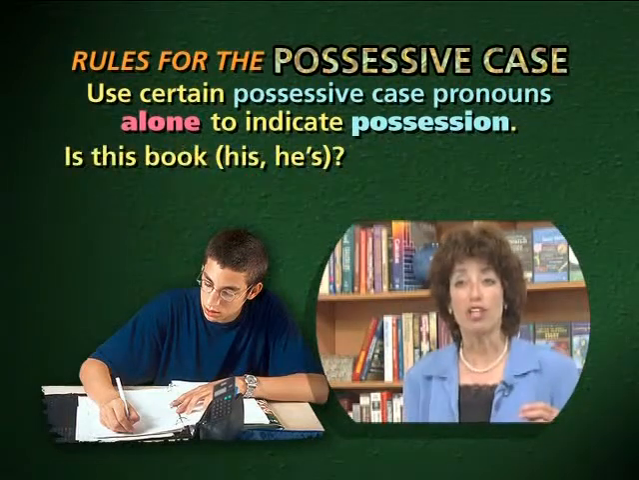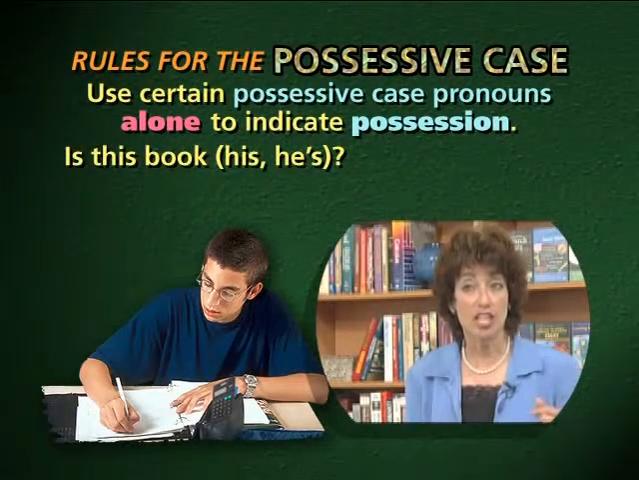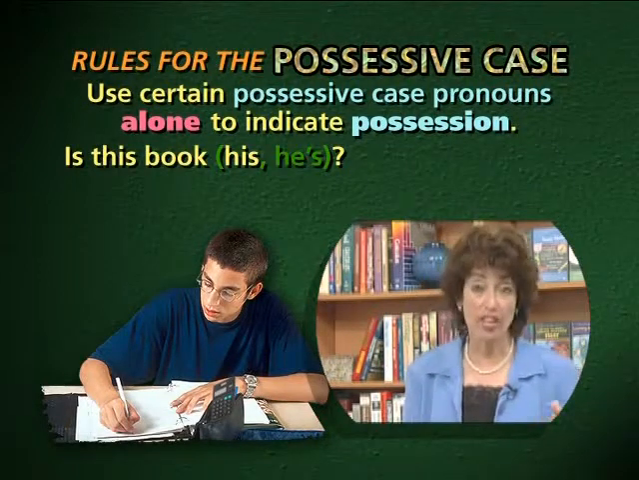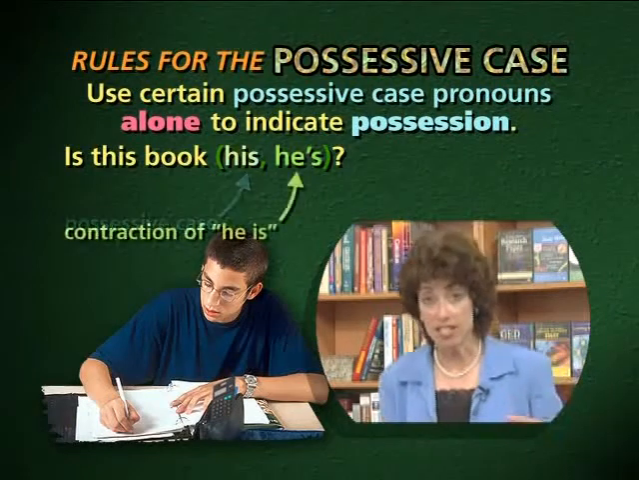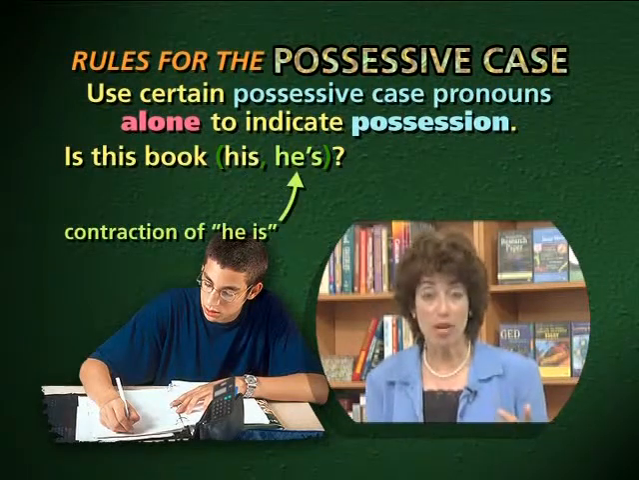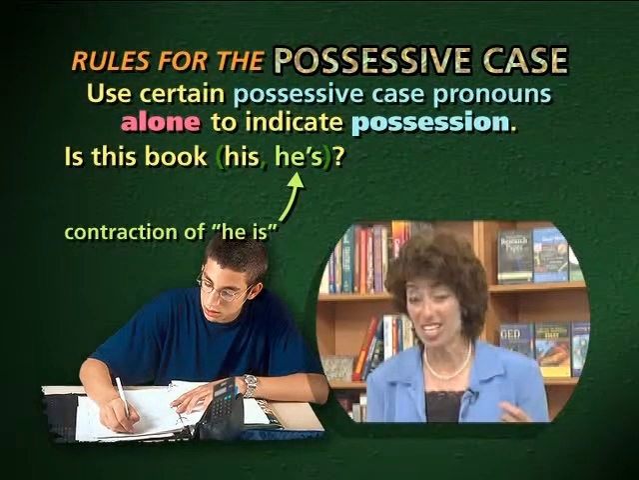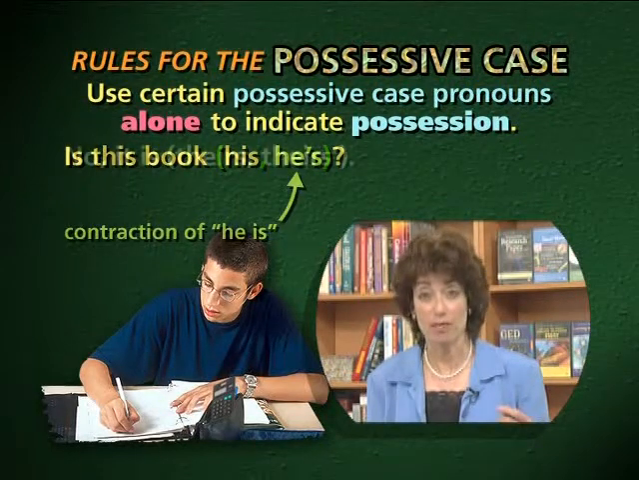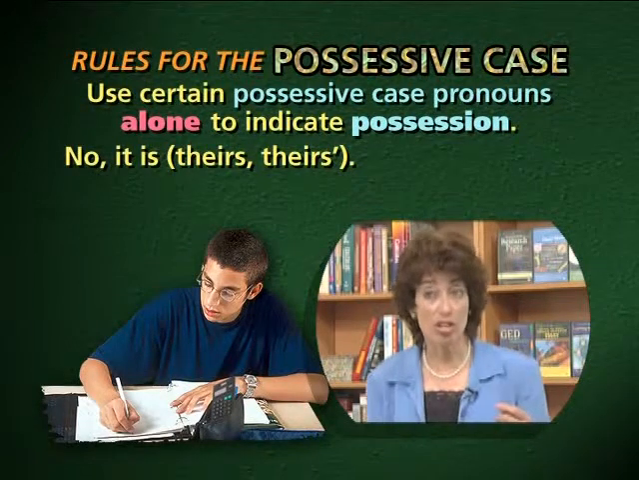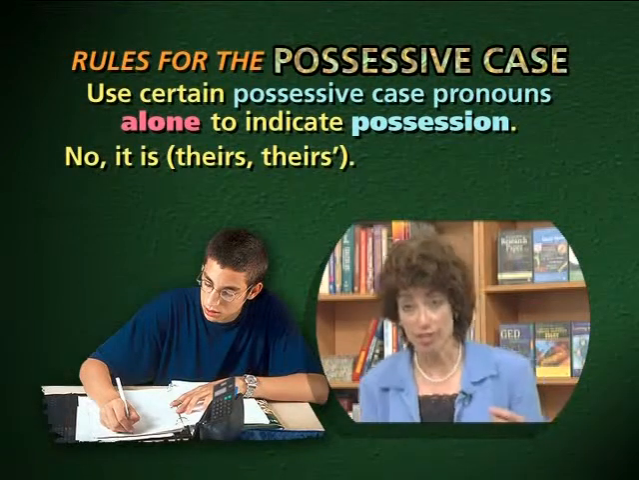In number 2, is this book his or he's? His is correct. That's the possessive. He's is a contraction. He is. Well, that wouldn't make any sense at all. Is this book he is? Makes no sense.